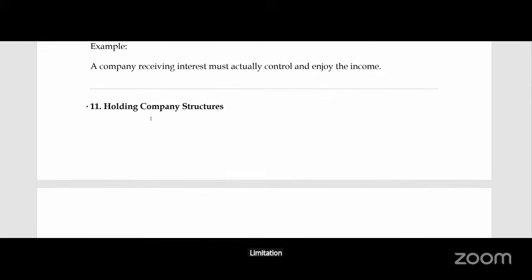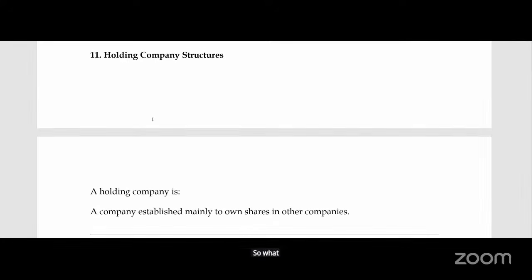Limitation of benefit. Please don't forget: LOB, principal purpose test, PPT, and then BO. LOB to PPT to BO. Are we okay? So what is LOB? Limitation of benefit. PPT, principal purpose test. Then what? BO rules. That's what? Beneficial ownership. Good.